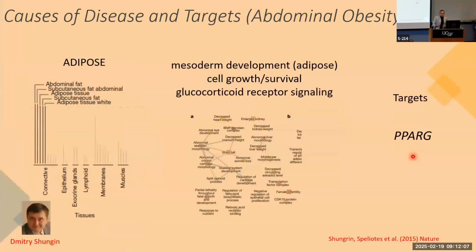So when we did this for abdominal obesity or waist to hip ratio, actually we got a different biology. So again, it's showing you that your method is very specific to what you put into it. So here we got adipose tissue coming out, we got mesoderm development, cell growth and survival, glucocorticoid receptor signaling, and targets like PPARG. And as you know, some of the targets that are being used for obesity, targets like PPARG, are now being applied to fatty liver disease as well. So a lot of these metabolic illnesses interact with each other.